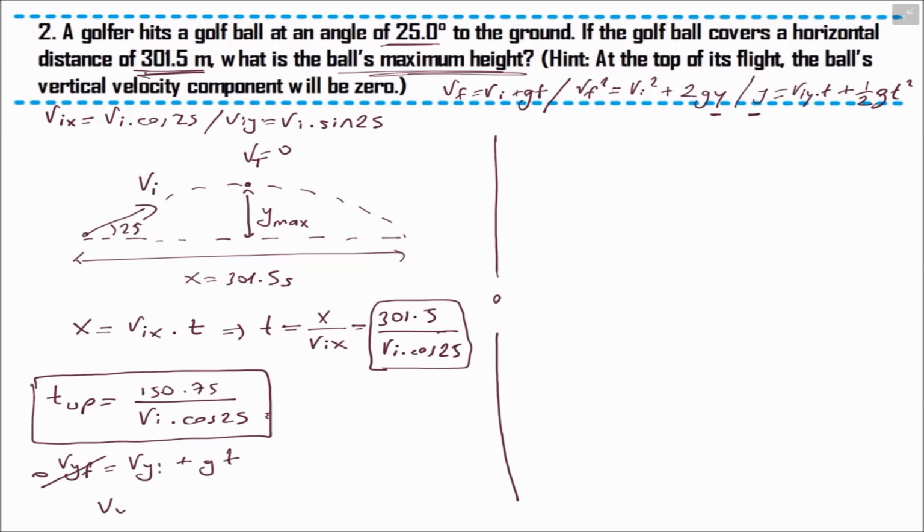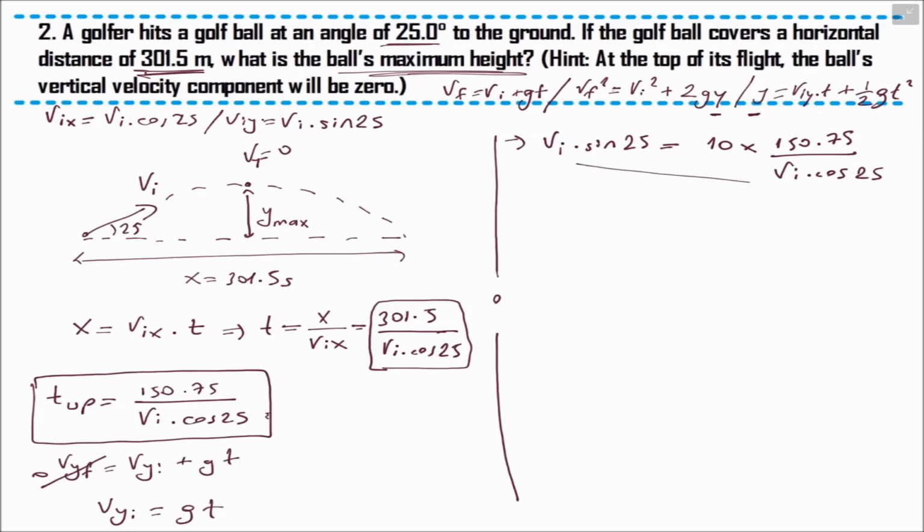And then Vy initial equals gt, it means. Then I will continue from here. V initial times sine 25 equals g, which is 10, and the time I calculated for half of it, 150.75 over v initial times cosine 25.